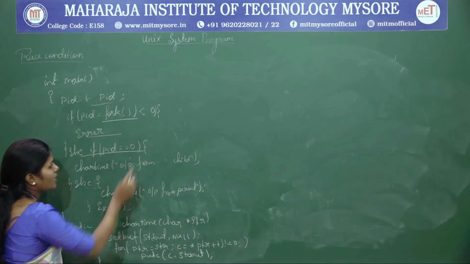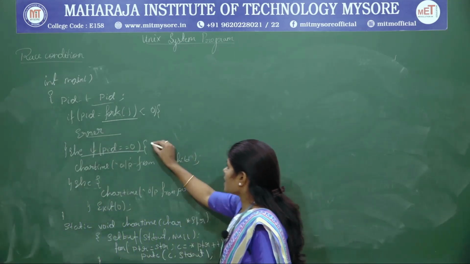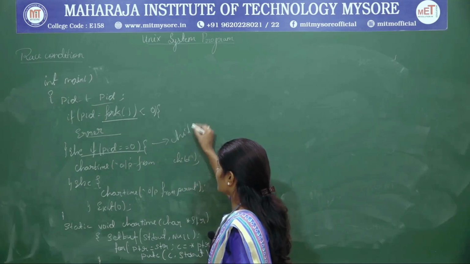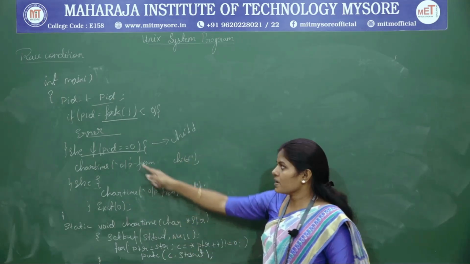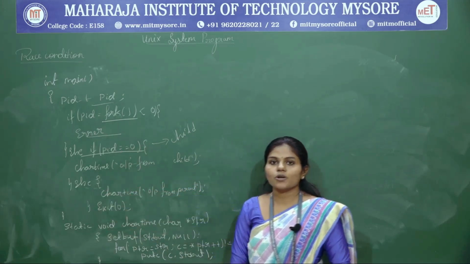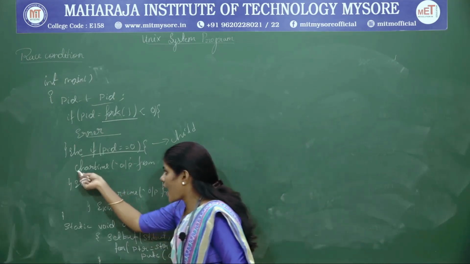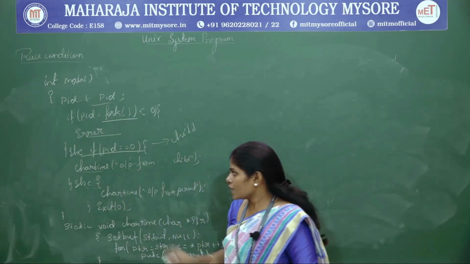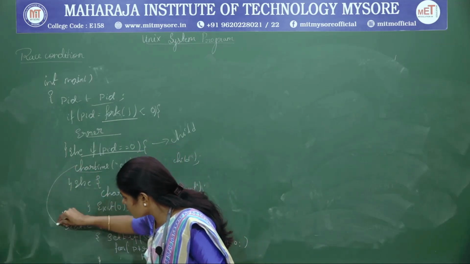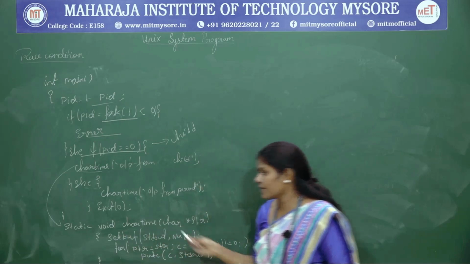Else if the pid is equal to 0, that means the child is created, right? So when the pid value is 0, I am going to call one user defined function, that is charatatime, right? The control will go to the function definition, that is charatatime.